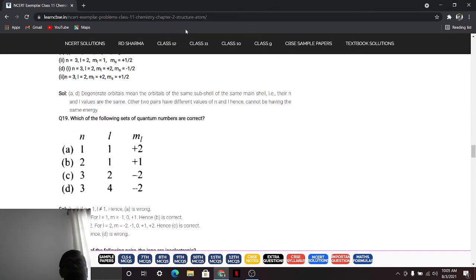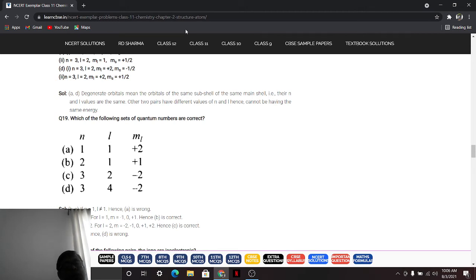ವಿಚ್ ಆಫ್ ದಿ ಫಾಲೋಯಿಂಗ್ ಸೆಟ್ಸ್ ಆಫ್ ಕ್ವಾಂಟಮ್ ನಂಬರ್ಸ್ ಆರ್ ಕರೆಕ್ಟ್ ಅಂತ ಕೊಟ್ಟಿದ್ದಾರೆ. ಇಲ್ಲಿ ನೋಡಿ, n is equal to 1, l is equal to 1, ml is equal to +2 ಅಂತ ಕೊಟ್ಟರು. n is equal to 2 and l is equal to 1 and ml is equal to plus 1 ಅಂತ ಕೊಟ್ಟಿದಾರಲ್ವಾ. ಇಲ್ಲಿ ನೋಡಿ, ದಟ್ ಈಸ್ ಕರೆಕ್ಟ್, B is correct. ಇಫ್ n is equal to 1, l is not equal to 1 ಆಗಲ್ಲ, hence A is wrong, ತಪ್ಪು.